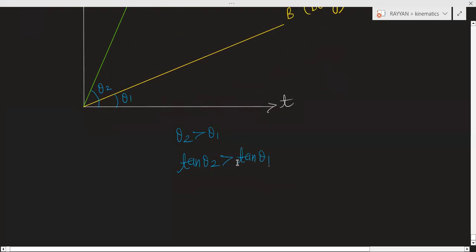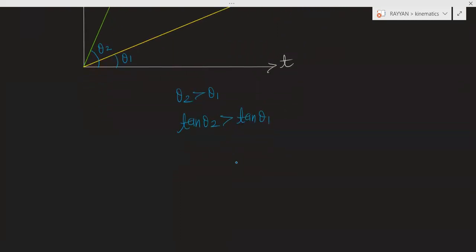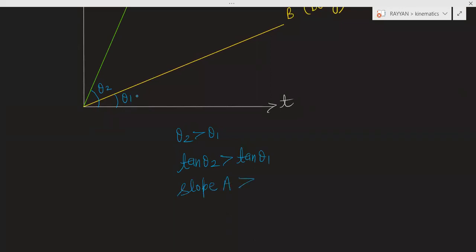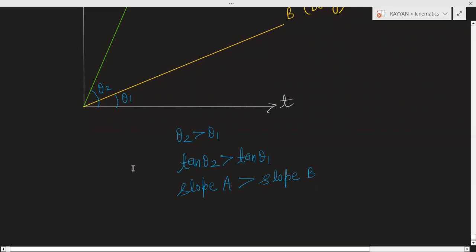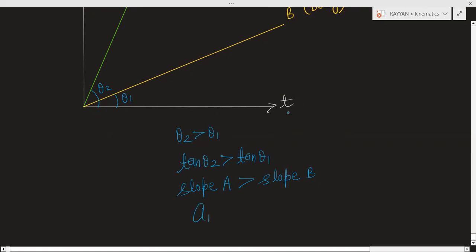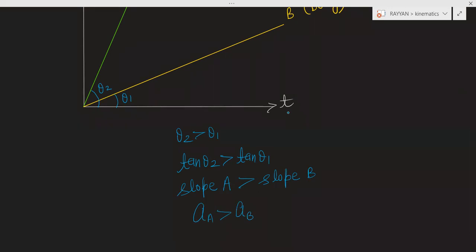And what is tan of theta? Tan of theta is slope. So you can say the slope of graph A is greater than the slope of graph B. So what is the slope of the velocity time graph? Acceleration. So you can say acceleration of body A is greater than acceleration of body B. So simple.